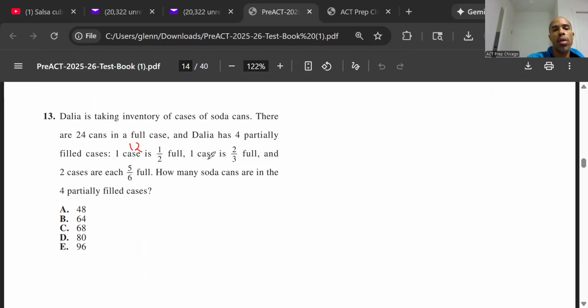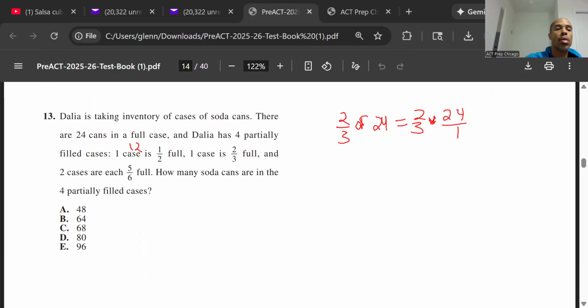One case is two-thirds full. So we could do what? We just multiply in fractions. So we do two-thirds of 24, which is the same thing as when we take a percent of a number. We take a fraction of a number, we're multiplying. And so two-thirds times 24. We're going to turn 24 to 24 over 1 when we multiply fractions.